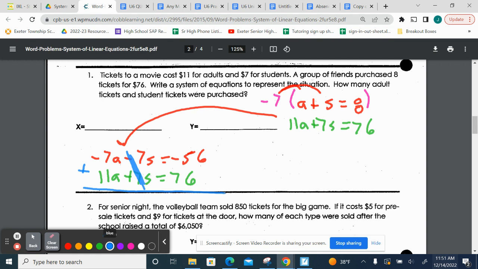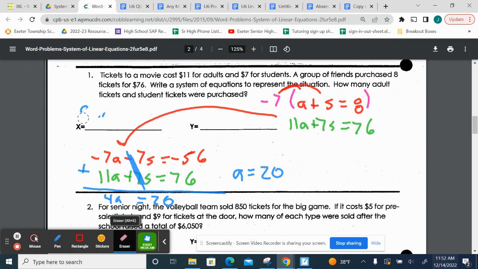So what do we got here? We got 4a equals, and I guess that's 20. Divide by 4, so a equals 20. Now 20 what? That's why I have the a there. It's the number of adult tickets. And so you would obviously not have erased, but right here I said a equals the number of adult tickets. We had that info. So please make sure you label that. A is the 20 adult tickets.